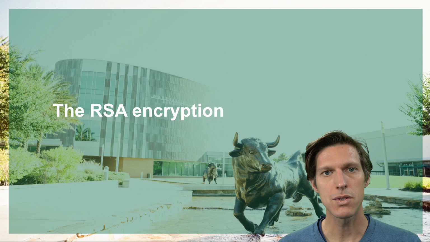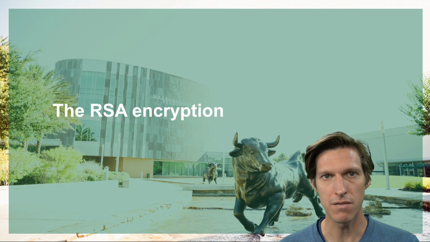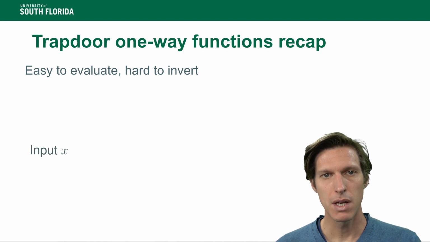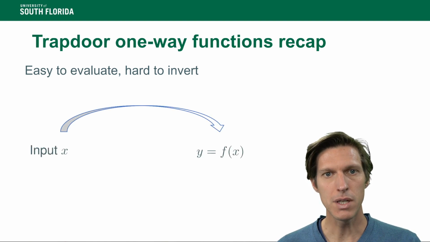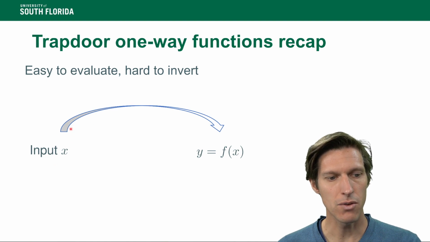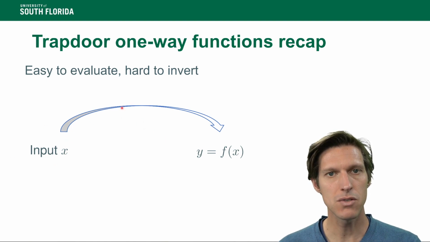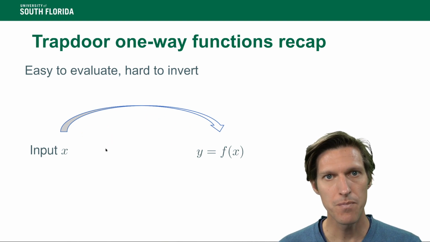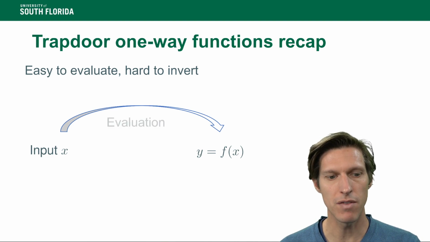The first example of public key encryption is the RSA scheme, named after its inventors, Rivest, Shamir, and Adleman. It relies on a trapdoor one-way function. So let's recap what that consists of. For each input, f, the function, is easy to evaluate just using the public parameters. So in particular, using the public key and any other value that is public, it needs to be easy to evaluate.